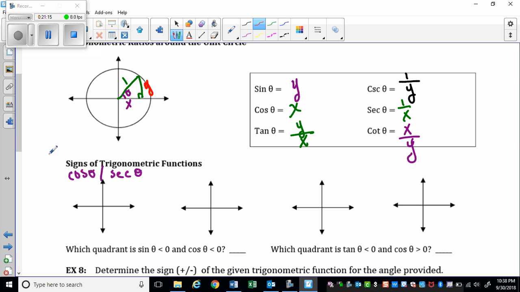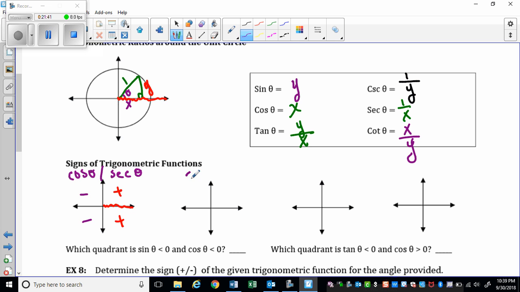So cosine is our x values. Which quadrants have positive x values? Well, I know my positive x-axis is over here. So I know that cosine is positive over here and over here. That means cosine is going to be negative over here and here.